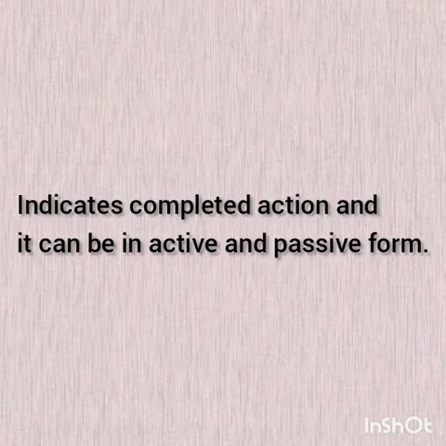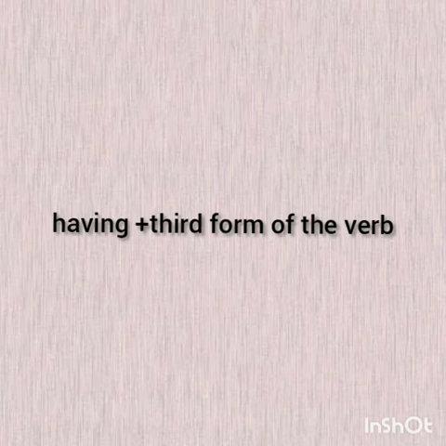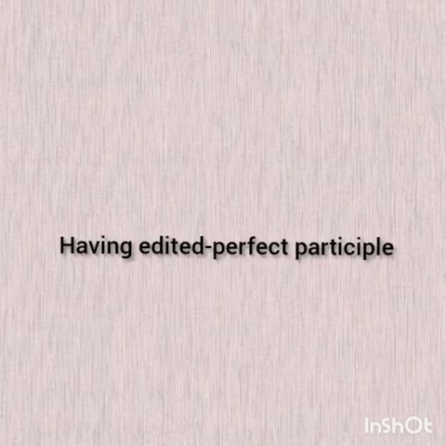Now we are going to discuss the third type of participle, that is perfect participle. In brief, perfect participle indicates completed action and it can be in active and passive forms. In active form, they are created by using having plus the third form of the verb. Let us look at some examples. Example 1. Having edited the video, I started uploading it. Here, in the first part, the action is completed and in the second part, the uploading is started. So, having edited is the perfect participle in the sentence.